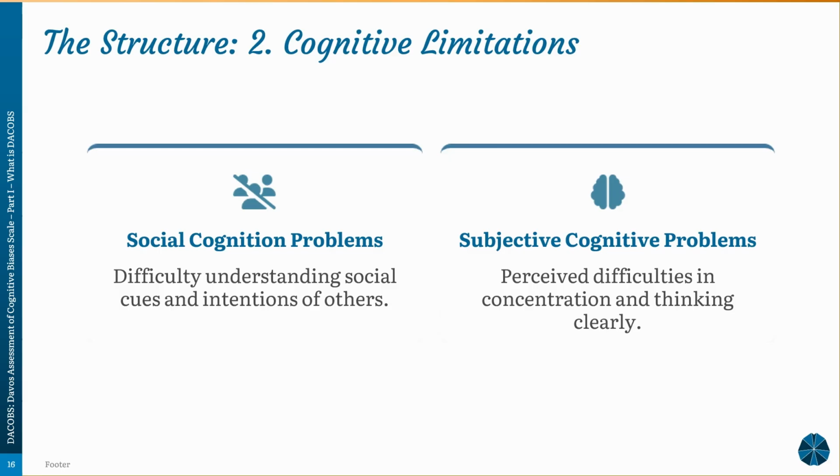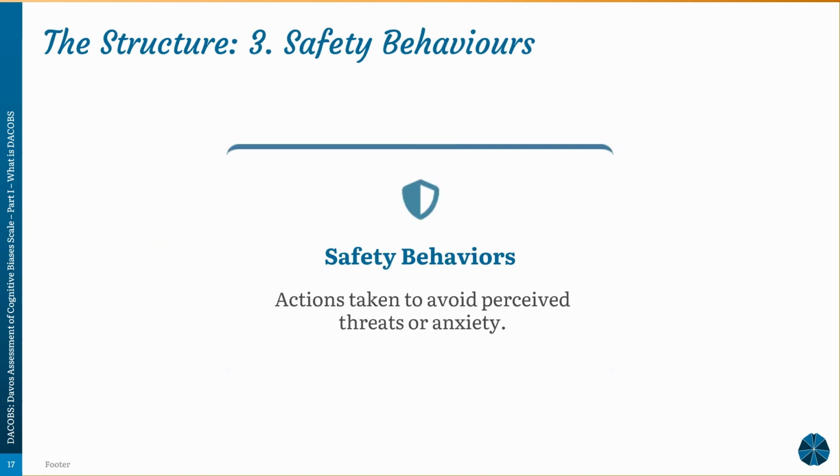Cognitive limitation subscales. These subscales look at social and internal processing. Social cognition problems. This measures difficulty in reading the room, understanding social cues or the intentions of others. Subjective cognitive problems. This is the client's own perception that their thinking is foggy or their concentration is failing. Safety behaviors. These are the things we do to avoid anxiety, like avoiding eye contact or checking locks, which ironically keep anxiety alive.